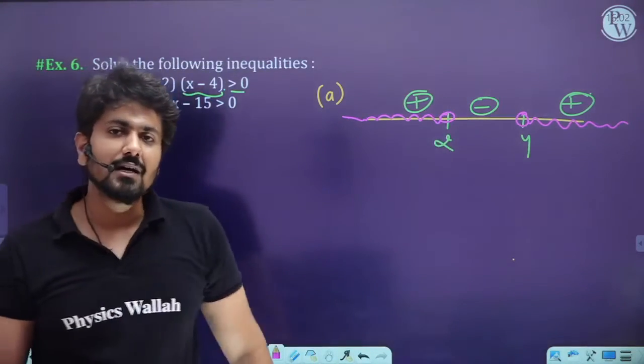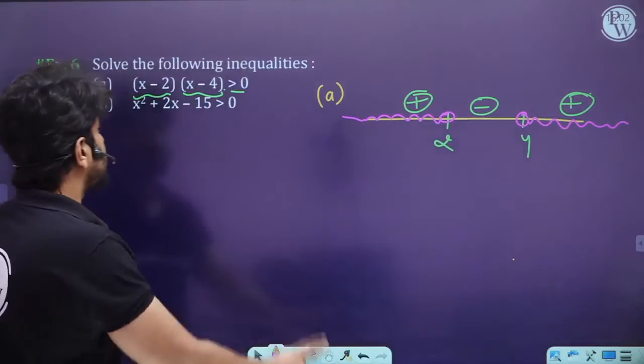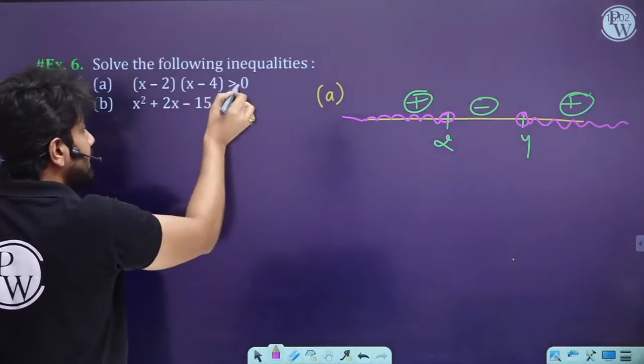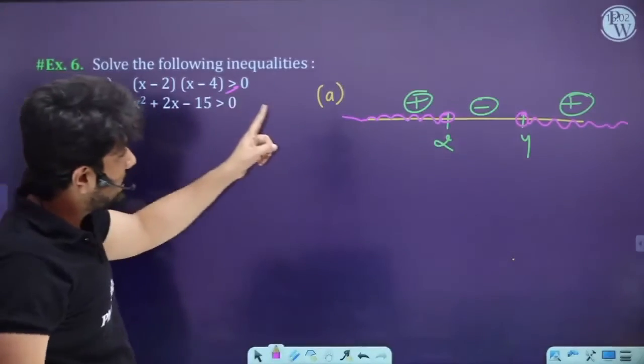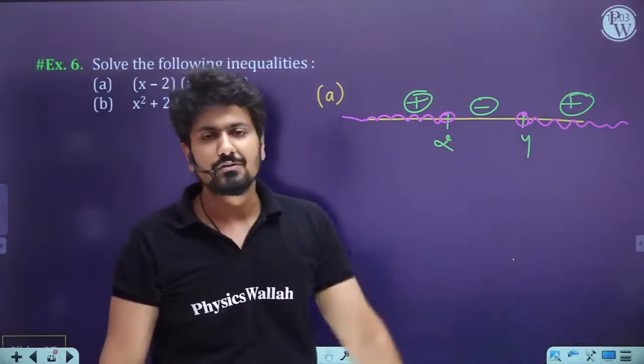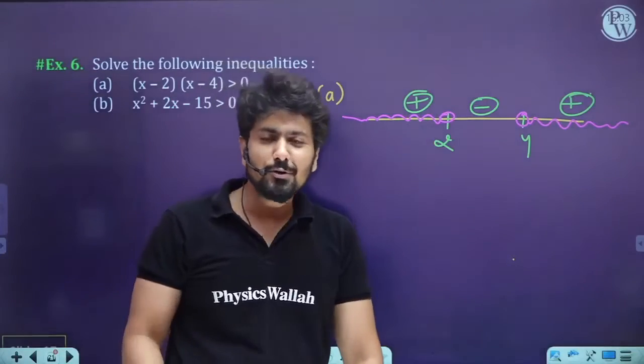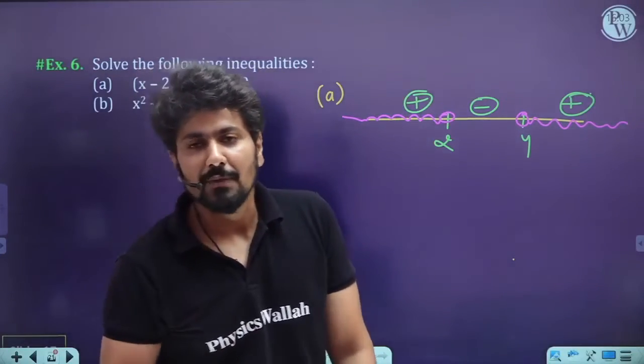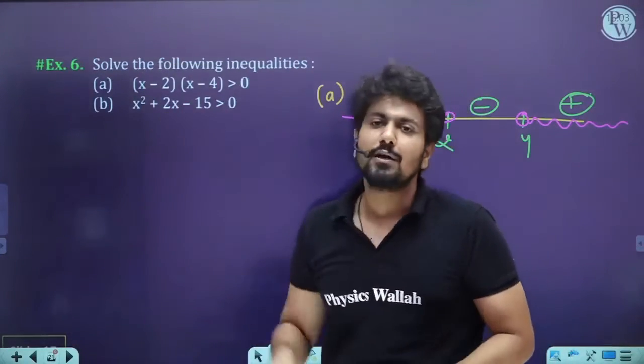Do you understand why? Because there is not any equality with 0. If there is equality, then we can use close. But if there is no equality, we can't use close. We are not including 2 and 4. I hope you understand the meaning of the question, right? See, we are not including 2 and 4.